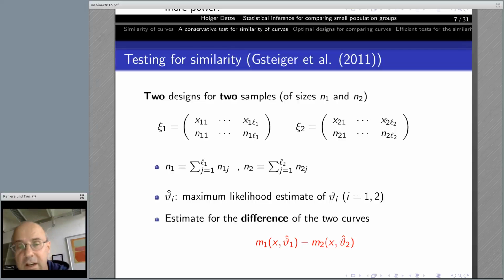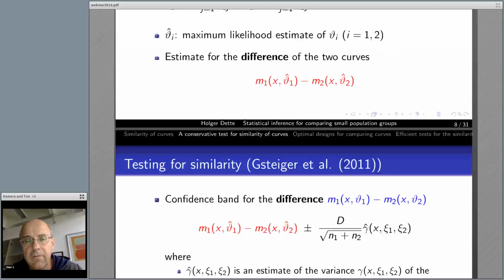So in each model we can estimate the parameters of the model. For example, in my previous example, we have this Emax model. We have three parameters for the first sample, so we estimate these three parameters, and the same for the log linear model. Okay, so then we have these two parameter estimates, theta1 hat and theta2 hat, and then we can estimate the difference of the two curves by just plugging in the parameters in the Emax model, for example, and the log linear model, and then we form just the difference.